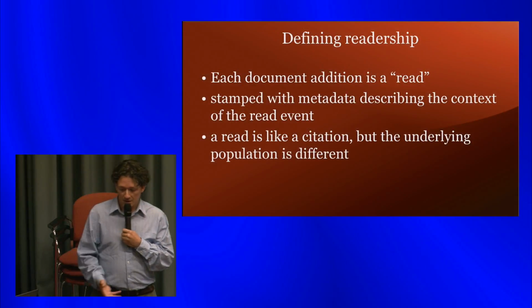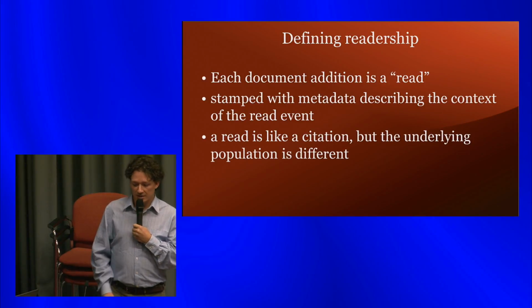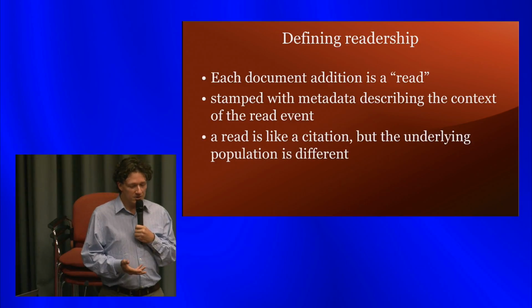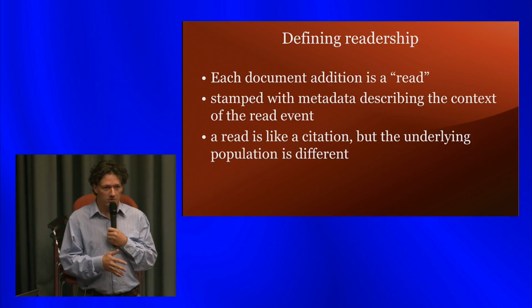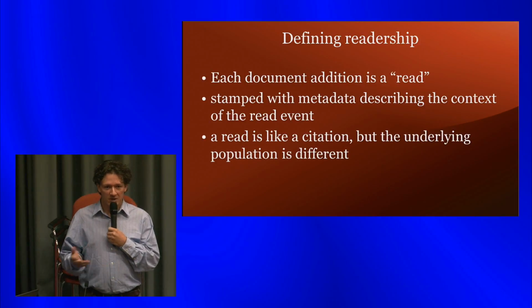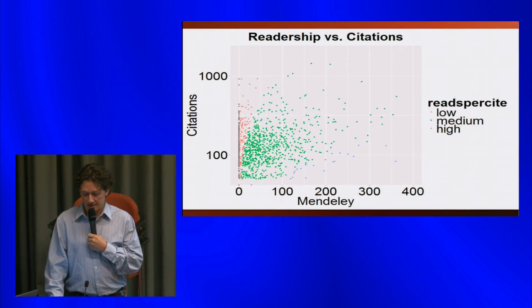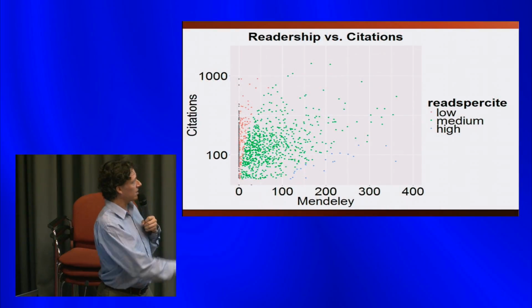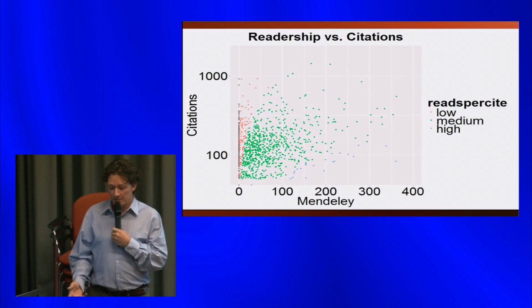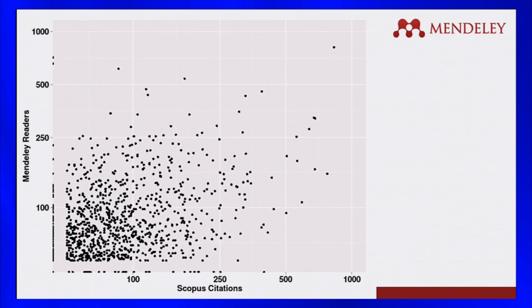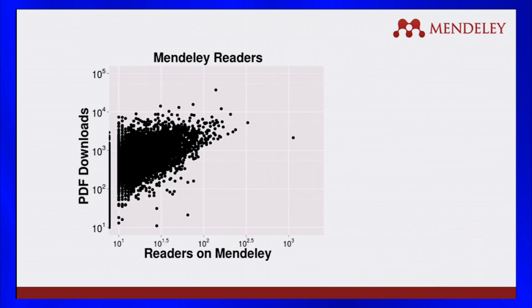So in short, a readership is an addition of a document to Mendeley. It comes with some metadata. It kind of feels like a citation in some ways, but you have to understand that the underlying population is different. There are people using Mendeley for all kinds of things, and so it's not going to behave exactly like a citation. In fact, if you look at the correlation of a selection of papers from PubMed with their citations in Scopus, what you find is there's really not any correlation at all. If you think about it, you shouldn't really expect to find much of a correlation.